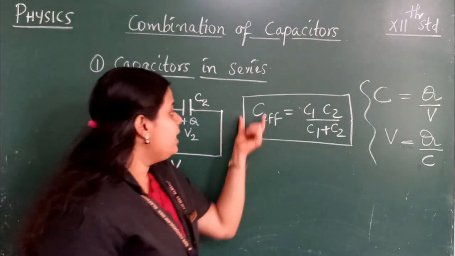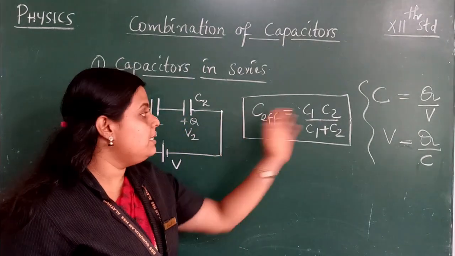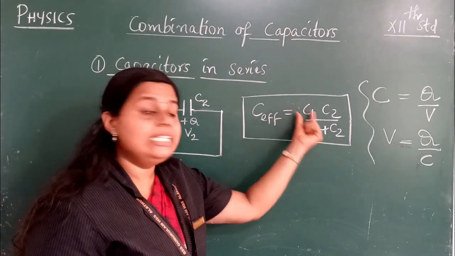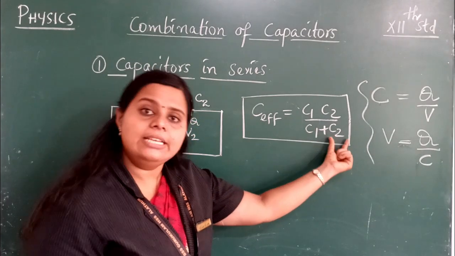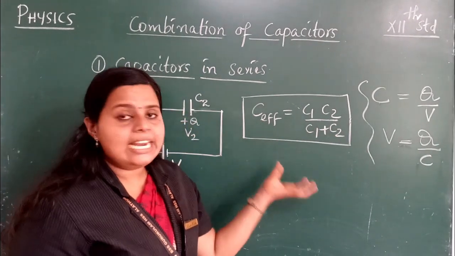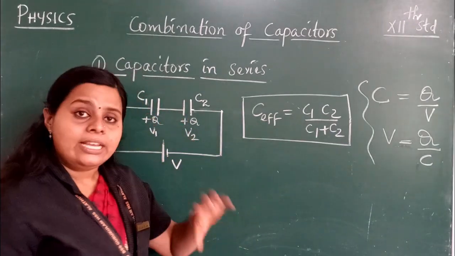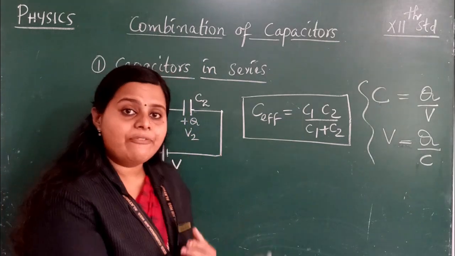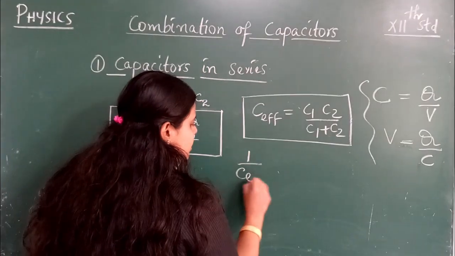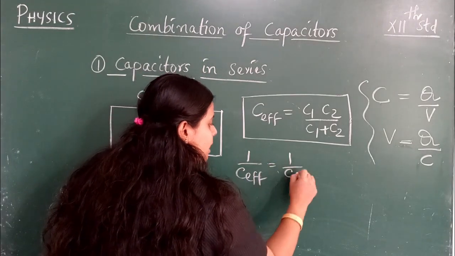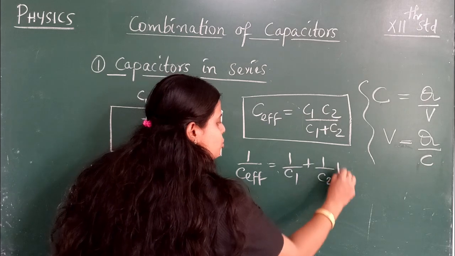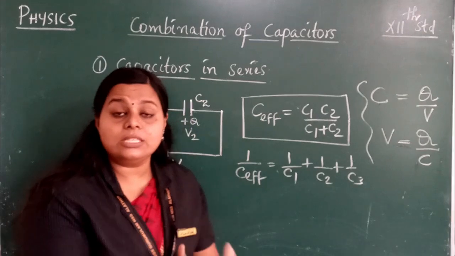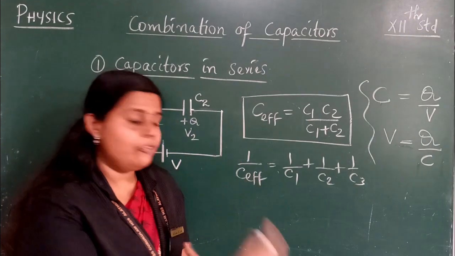So listen children, if we are connecting two capacitors in series, this will be the effective capacitance, that is C effective is equal to C1 C2 divided by C1 plus C2. Okay, now we can generalize this concept. Before that, if you are connecting three capacitors in series, then what will be the effective capacitance? Yes, 1 by C effective is equal to 1 by C1 plus 1 by C2 plus 1 by C3, where C1, C2, C3 are the capacitances of the three different capacitors.